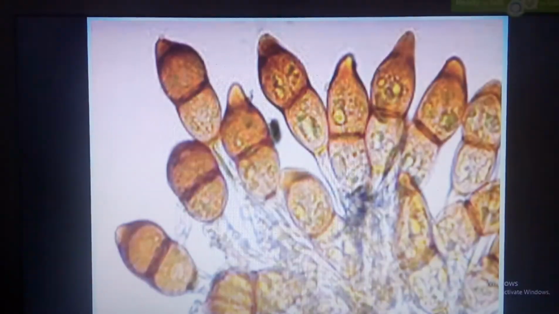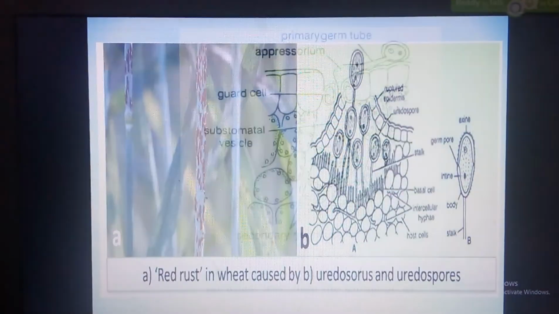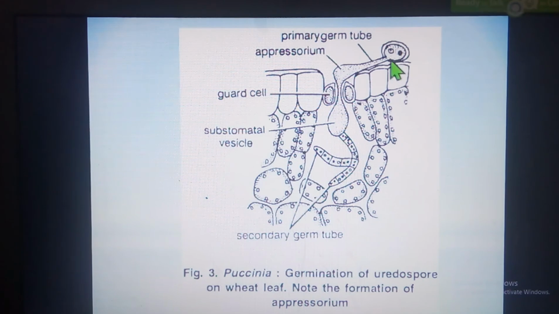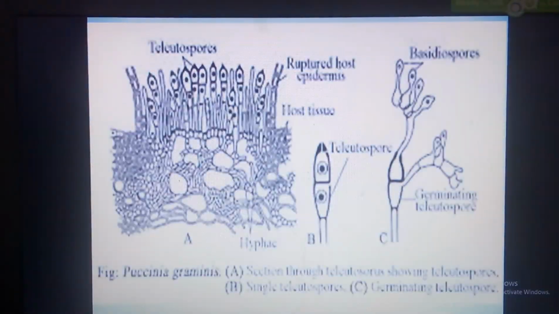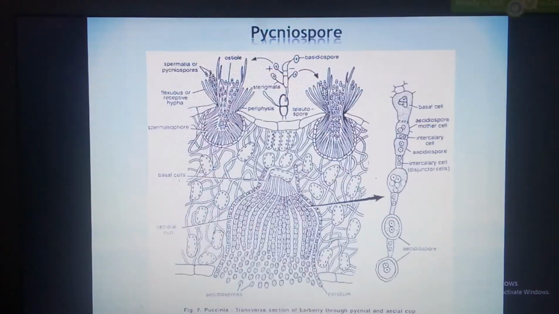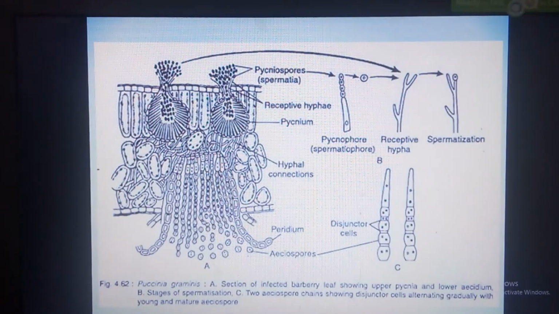I will just show you this picture again. The archaeospores have already come in contact with the host, the wheat plant, either the stem or the leaf. They start forming the germ tube, and grow intercellularly, forming the secondary germ tube or the dikaryotic hyphae. Those are the 5 different types of spores produced in the life cycle of this fungus, Puccinia.